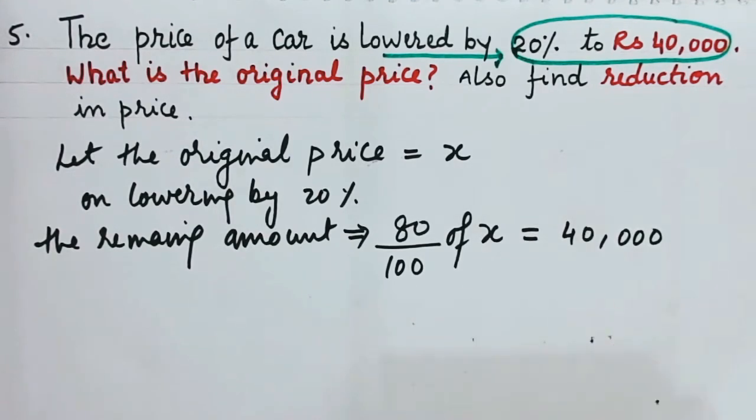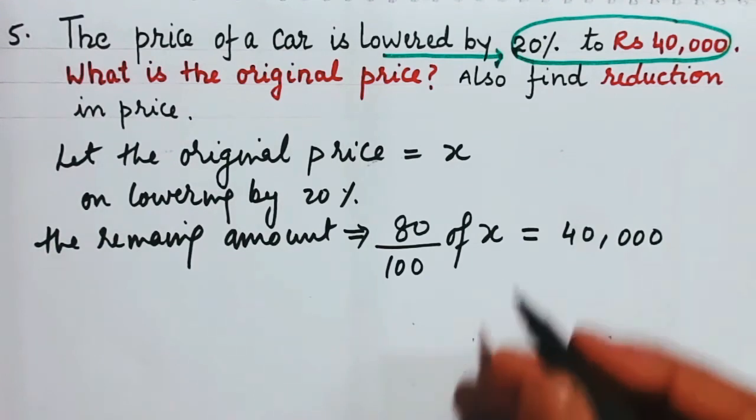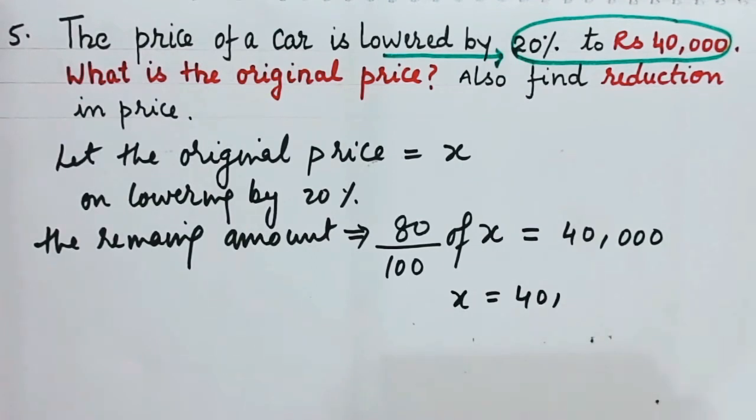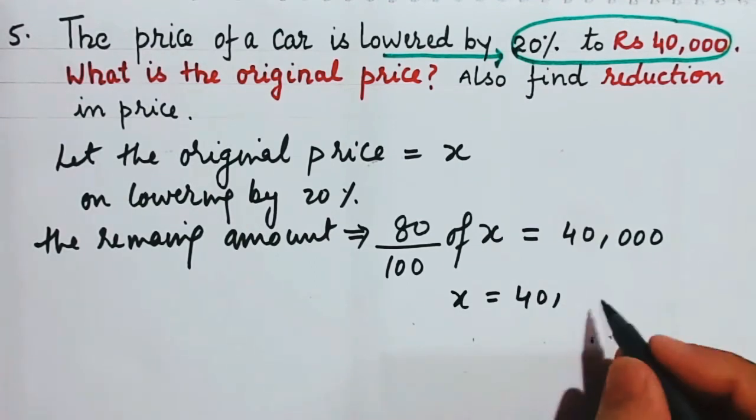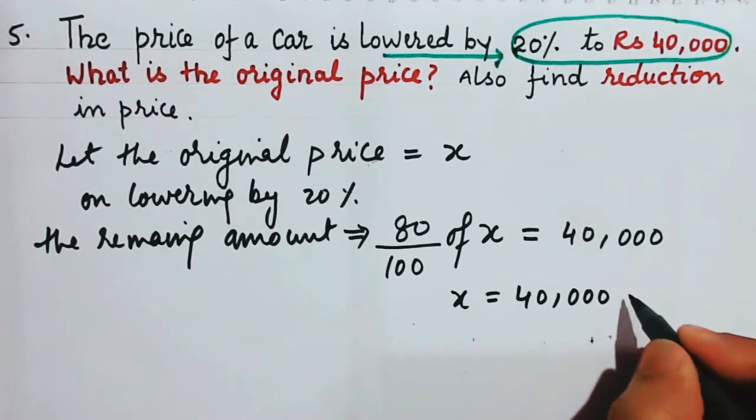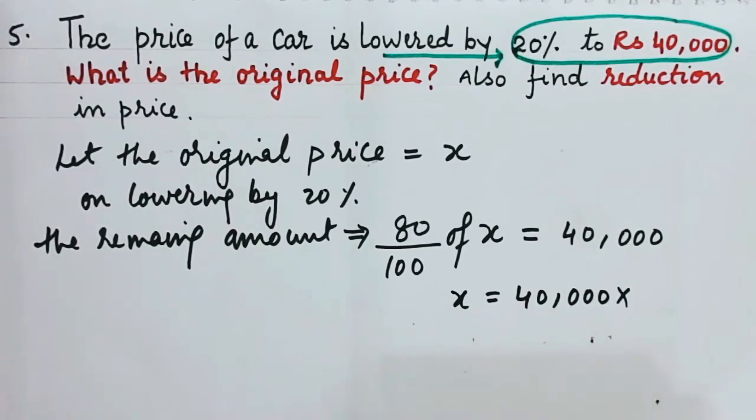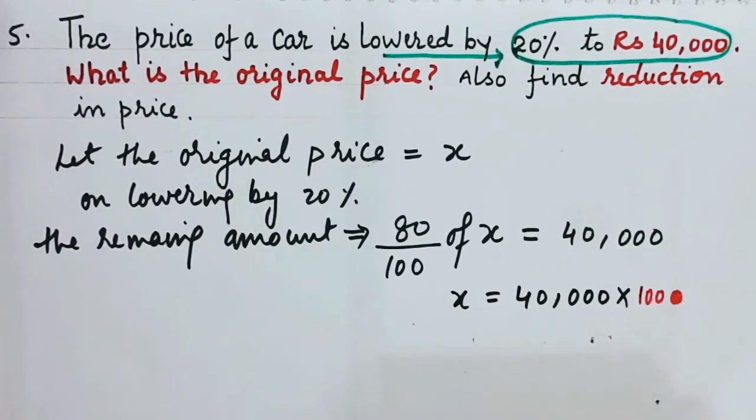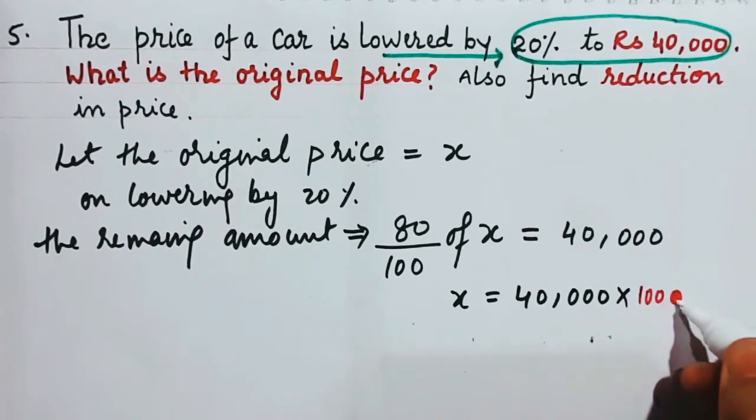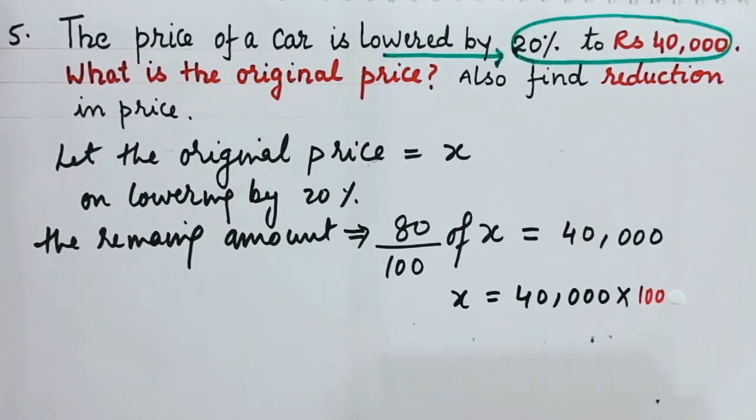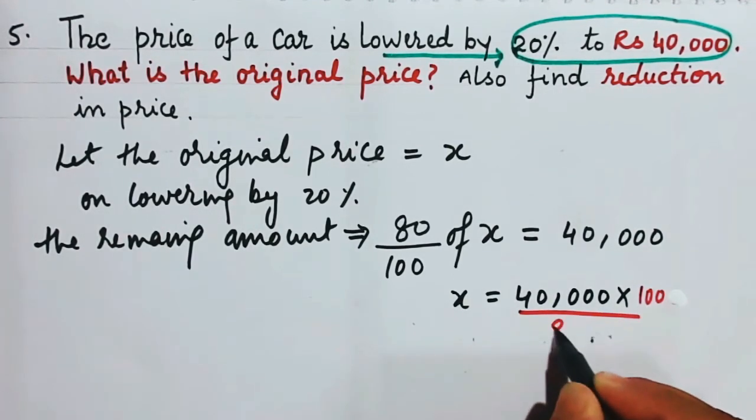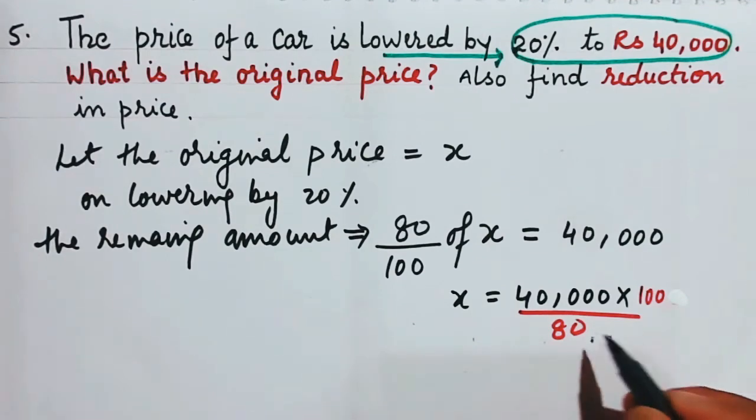out the value of X. So let us find out the value of X. So the value of X will be equal to 40,000 multiplied by this 100 will go up. Okay. I do not want to make any mistake. Therefore, why not use the marker, divided by 80. On cancellation, let's do some cancellation.